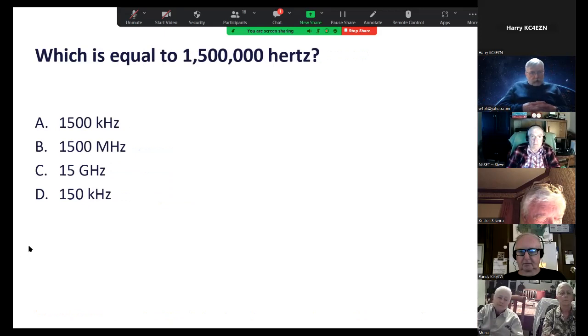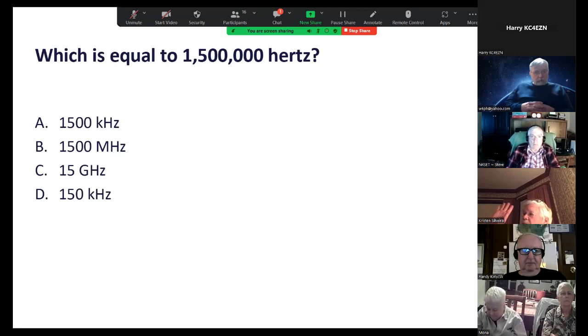Okay, which is equal to 1,500 hertz. Well, they're throwing terms in here we haven't defined yet, but we'll get to them in a few minutes. 1,500,000 hertz. I'll get that right in a minute. So if we look over here, it would be 1,500 kilohertz. When we put the little k in there, we divide it by 1,000, which simply removes that last 3 zeros.